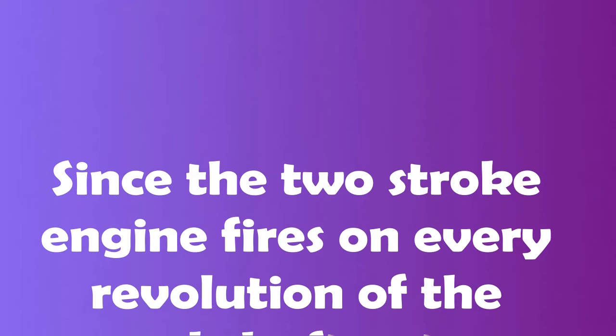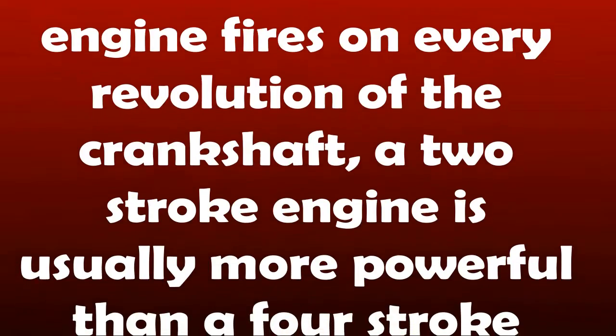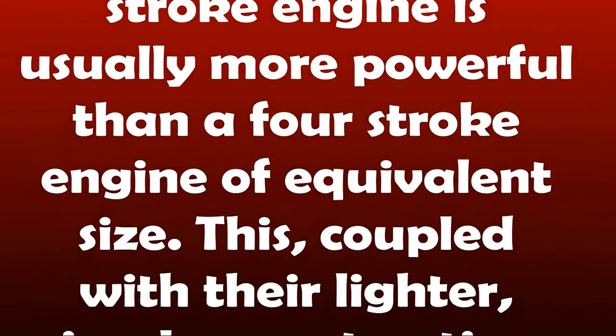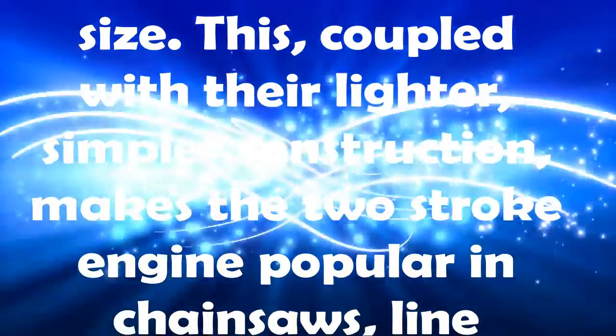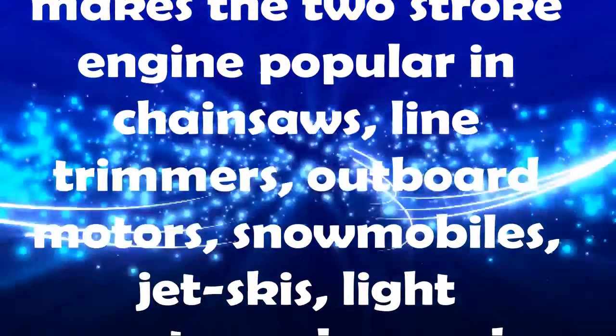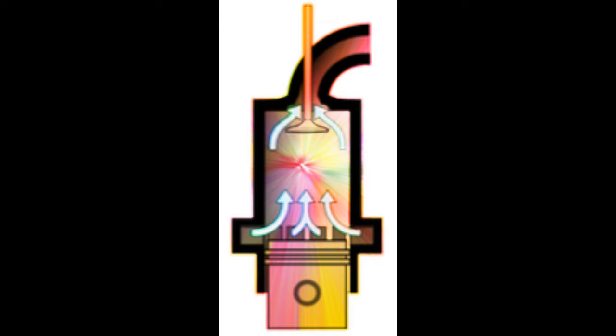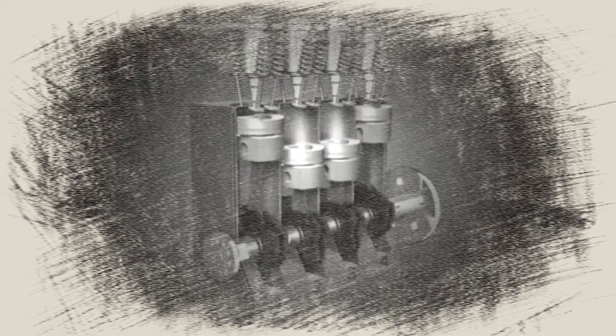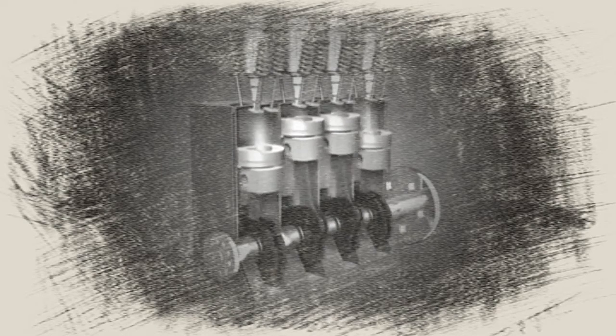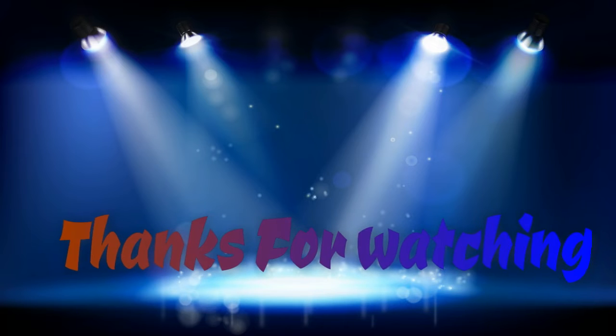Since the two-stroke engine fires on every revolution of the crankshaft, a two-stroke engine is usually more powerful than a four-stroke engine of equivalent size. This, coupled with their lighter, simpler construction, makes the two-stroke engine popular in chainsaws, line trimmers, outboard motors, snowmobiles, jet skis, light motorcycles, and model airplanes. Unfortunately, most two-stroke engines are inefficient and are terrible polluters due to the amount of unspent fuel that escapes through the exhaust port.